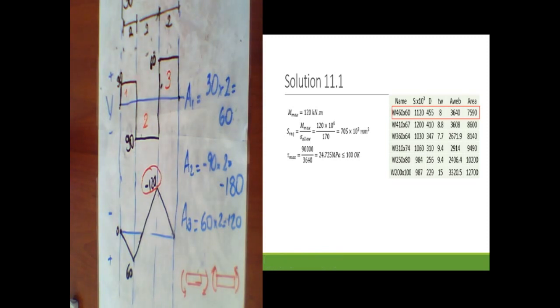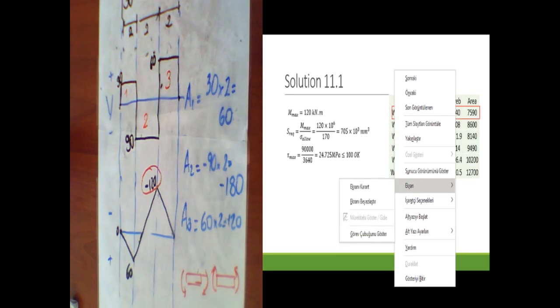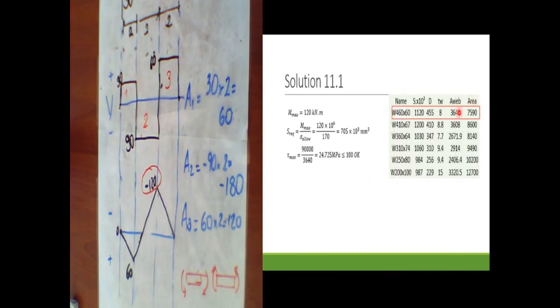Remember that I multiply by 1000 in order to convert kilonewton to Newton, and I divide by the area of the web. The area of the web is also given here. If I divide 90,000 by this, we obtain the maximum tau. Also we compare with our allowable shear stress. We can see our maximum tau is lower than the allowable shear stress. Therefore our section also satisfies the shear check requirement.